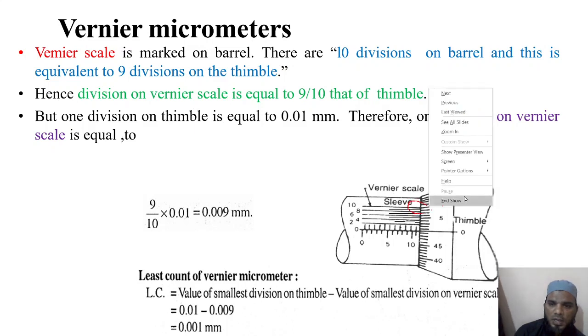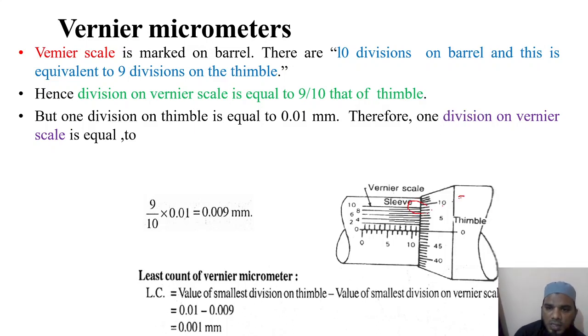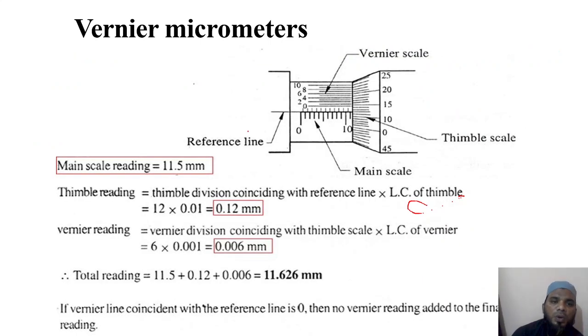You can see here it is matched at 10 and 9. So 9 divided by 10 into 0.01 gives 0.009 mm. After subtracting this, you can identify the least count of this device, the vernier micrometer, that is almost 0.001 mm. So how do we take the readings?